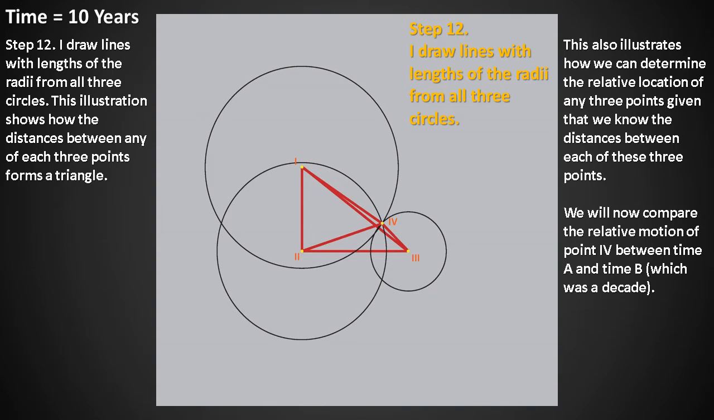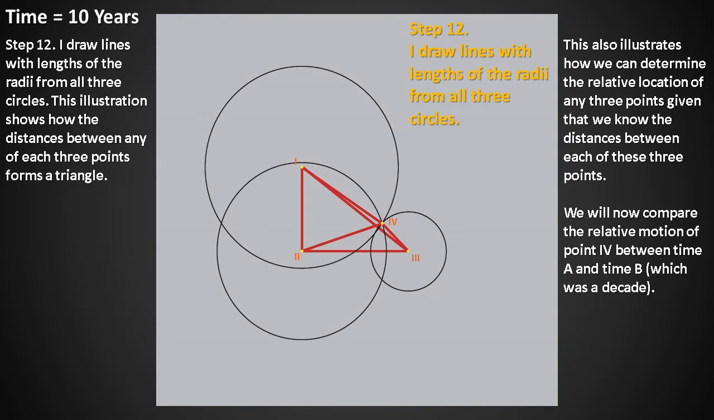Step 12. I draw lines with lengths of the radii from all 3 circles. This illustration shows how the distances between any of each of these 3 points forms a triangle. This also illustrates how we can determine the relative location of any 3 points given that we know the distances between each of these 3 points.